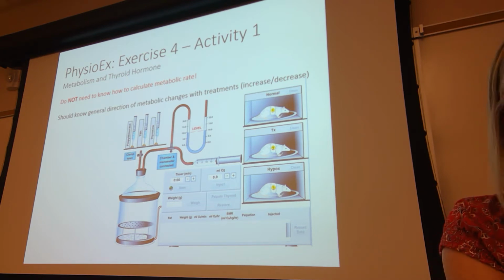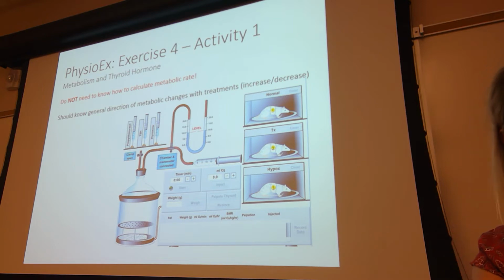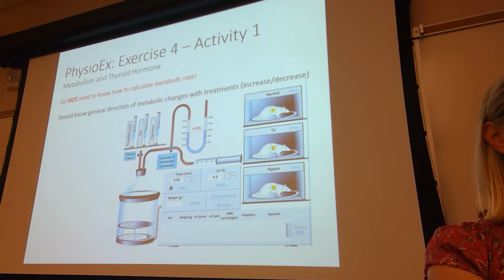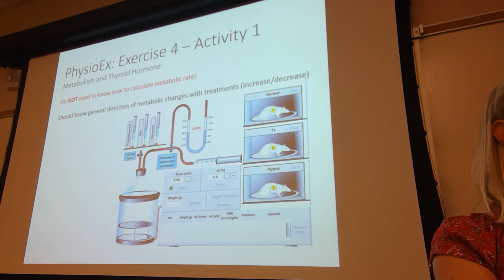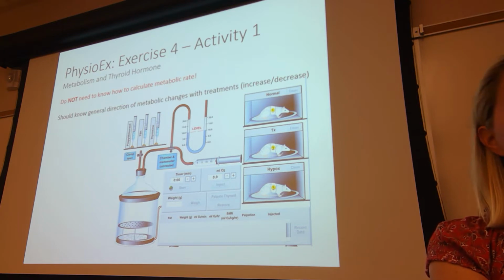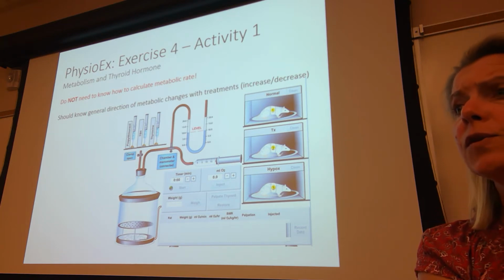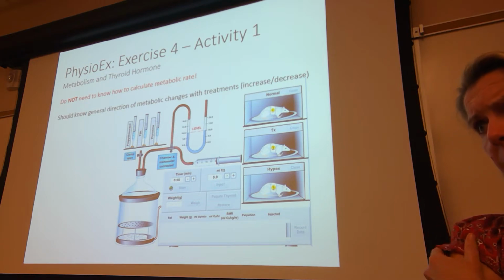Then, when we injected PTU into the hypophysectomized rat, it also did not alter that rat's metabolic rate because it already had a dysfunctional thyroid gland because it wasn't being signaled correctly. So it was like insult to injury.